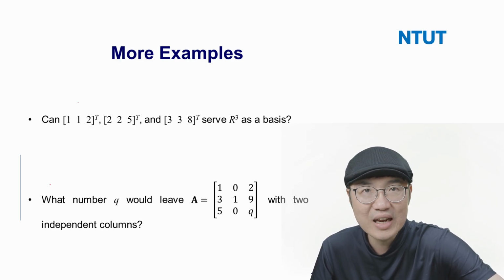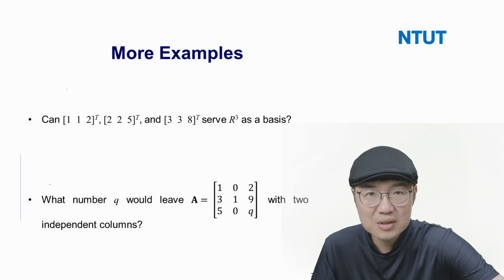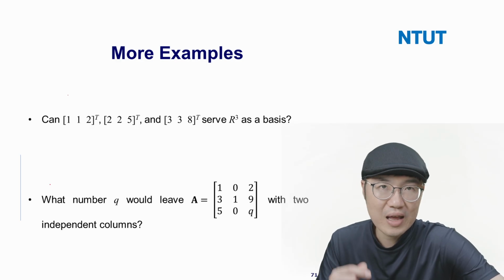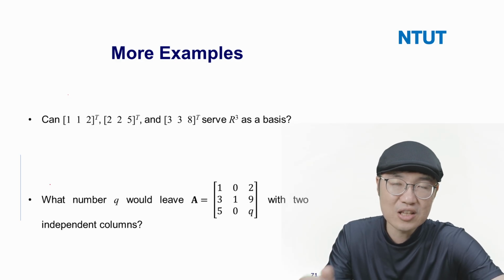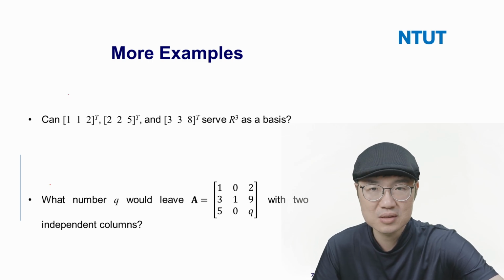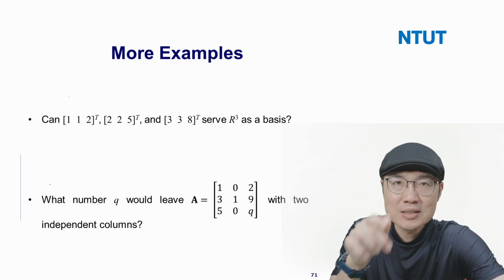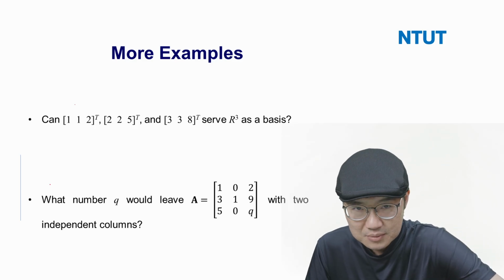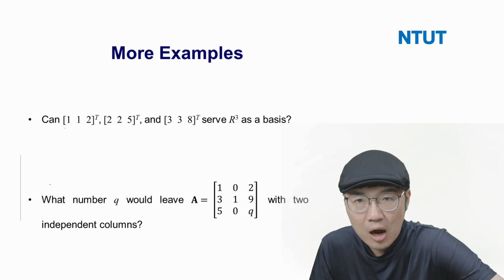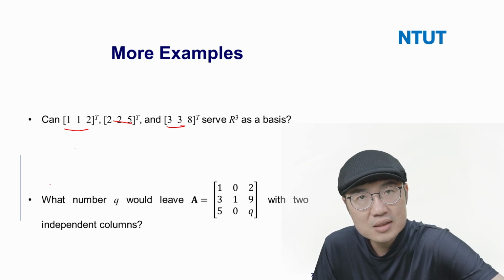No, the number of vectors is insufficient. To serve R3 as a basis, you must have at least 3 vectors, and you must have at most 3 vectors too, because in a basis you cannot have dependency. So it's just to ask, are they independent? Are (1, 1, 2), (2, 2, 5), and (3, 3, 8) independent?